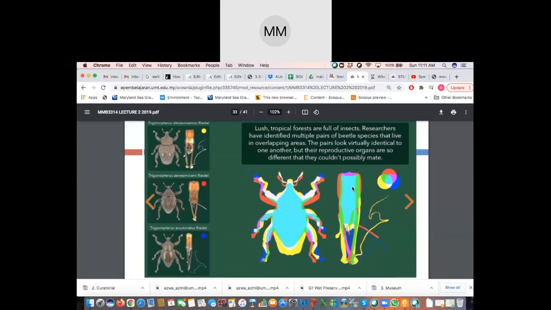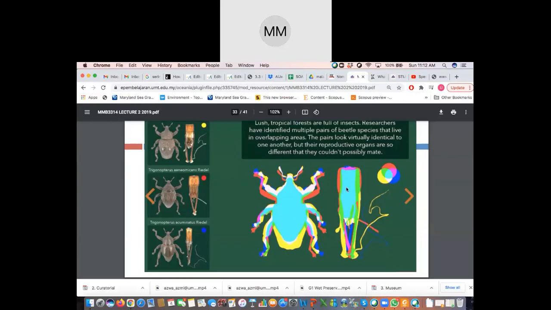So they have these tropical beetles that live in overlapping areas, but the pairs look pretty much identical. So much so you might think that it's just a variation. But their reproductive organs are so different. You can see the yellow, the red, and the blue, when they overlap each other, how they look almost similar, but the reproductive organs are already so different here. So much so that it's impossible to actually mate with each other.